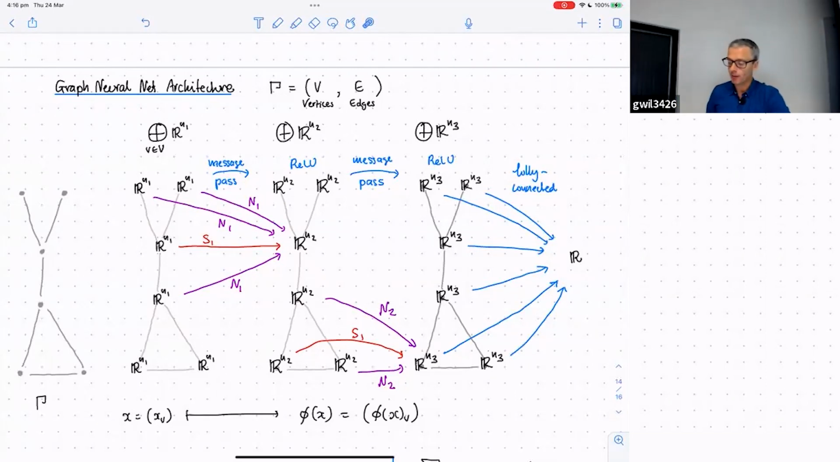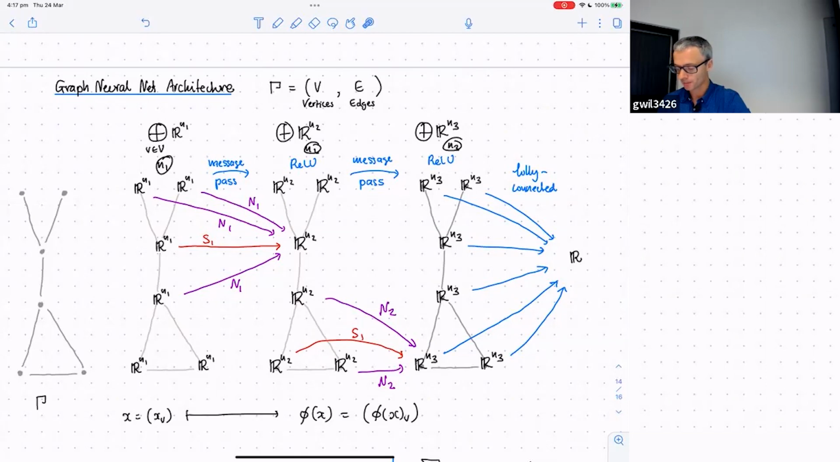And as part of my architecture, I fix N1, N2, N3. And of course, I'm just telling you one possible variant of like 1,000 different possibilities of building a graph neural net. But once you've seen one of them, then the other ones make a lot more sense. So we fix these N1, and then what we do is each of our layers is a sum over the vertices of that particular R^N1.